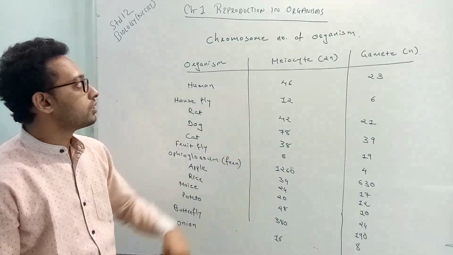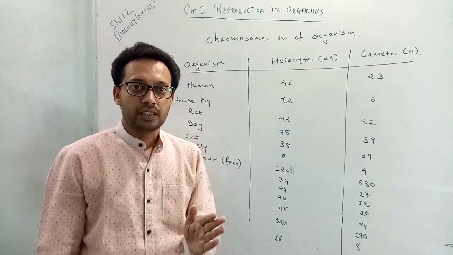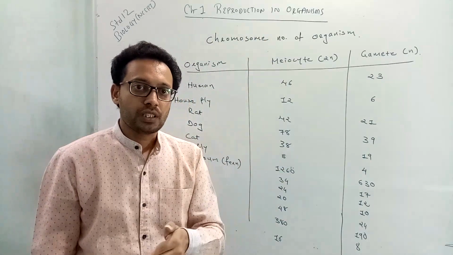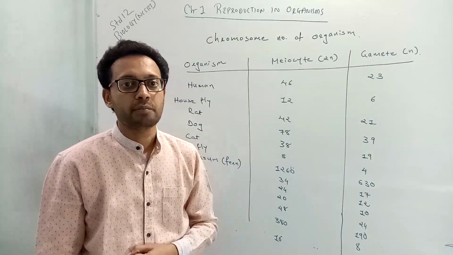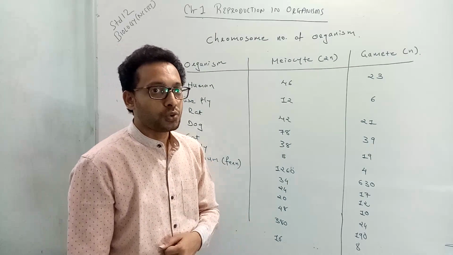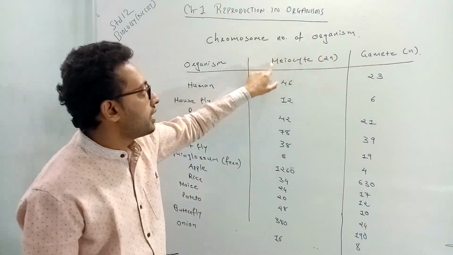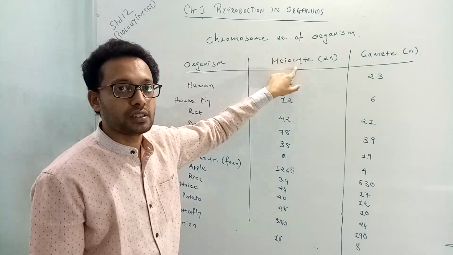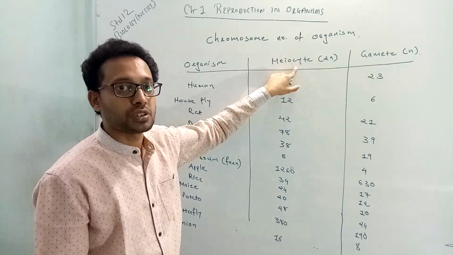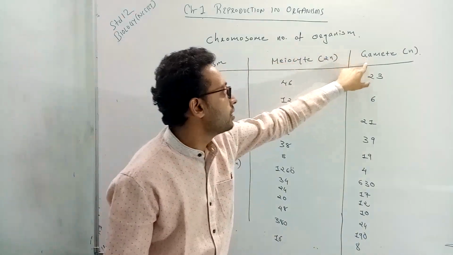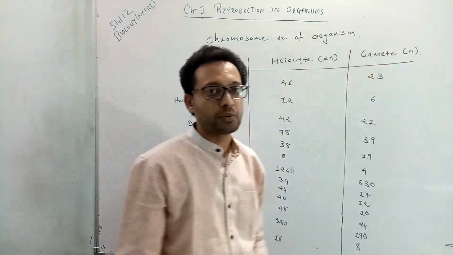So now have a look at the chromosome number of different organisms. You already know that diploid organism produces the haploid gamete by meiosis and haploid organism produces the haploid gamete by mitosis. Students, these are the few examples. Meiocyte is a specialized type of cell. It is a diploid cell which undergoes reductional division, means meiosis, to form gametes. So meiocyte has 2n number of chromosomes and gamete has n number of chromosomes.